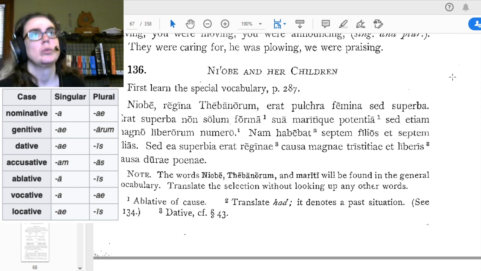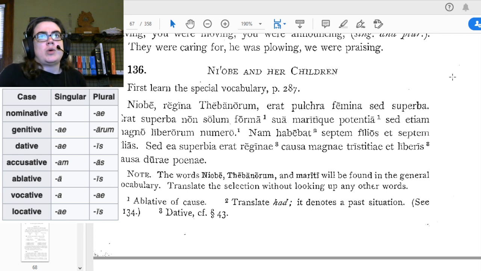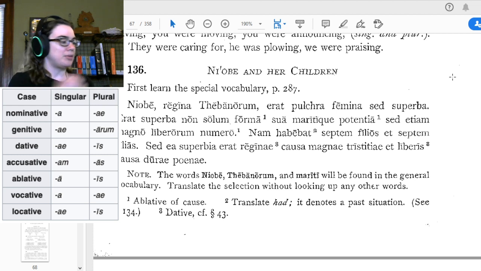Okay. So Niobe, queen of Thebes, was a beautiful woman, but arrogant. So erat here is imperfect because it was a lifelong thing. Like she wasn't beautiful one day and then not beautiful the next.